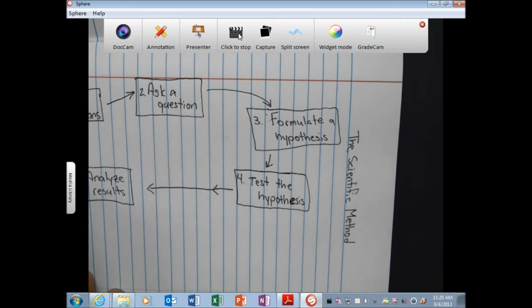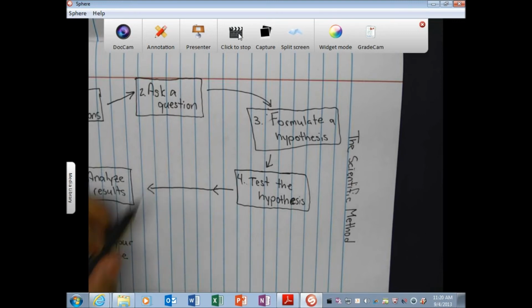Then I'm going to come to step 6. With step 6, I have to ask myself something, looking at my results, and this is pretty much coming to a conclusion. Pardon my handwriting, it's messy. But my question for my conclusions is, does my evidence support my hypothesis?